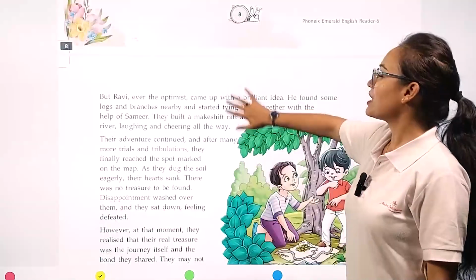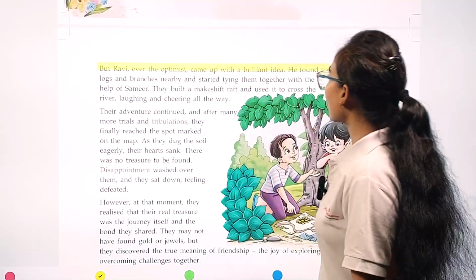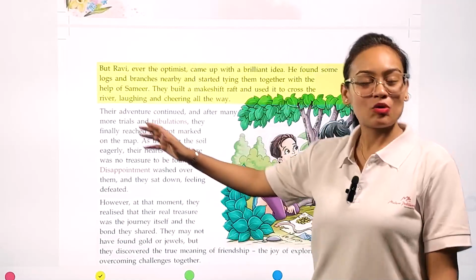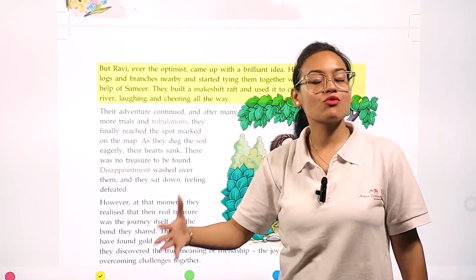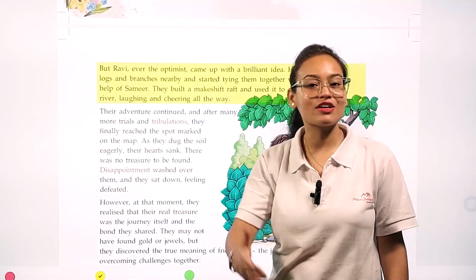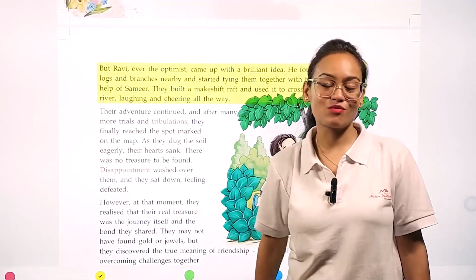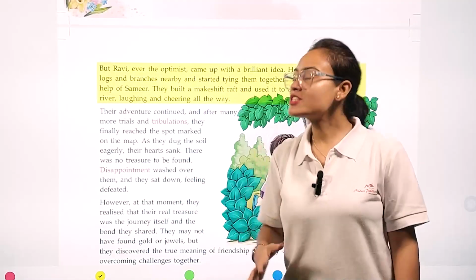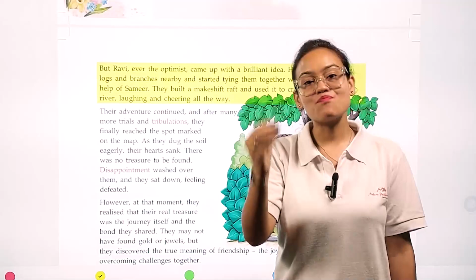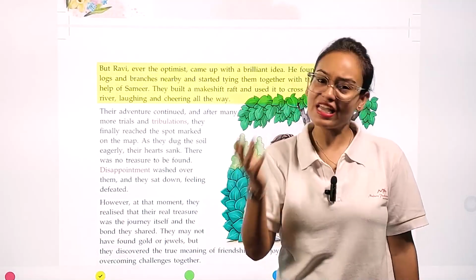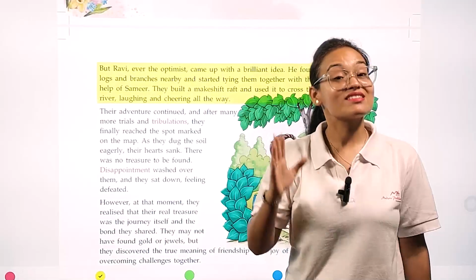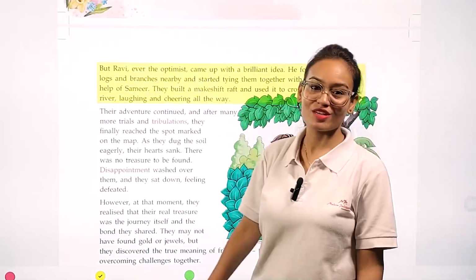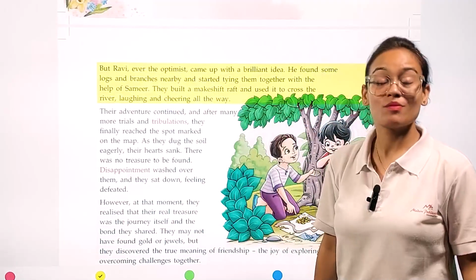Now, but Ravi, ever the optimist, came up with a brilliant idea. In what words are you going to describe the personality of Ravi? Ravi was a very adventure-loving boy. He was very optimistic. Optimist means he is going to find a path even in a bit of sun ray, even in a bit of a hole. He's that kind of boy, full of hope. So this is called optimist. Ravi is a very optimistic boy, meaning full of hope.